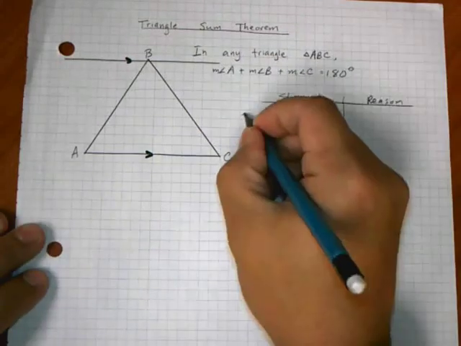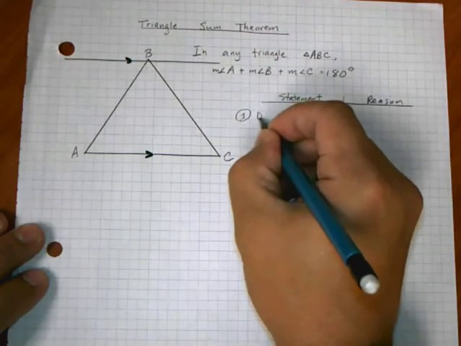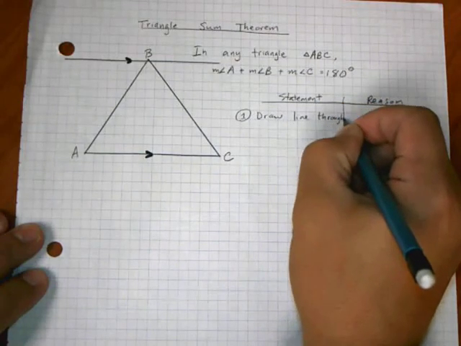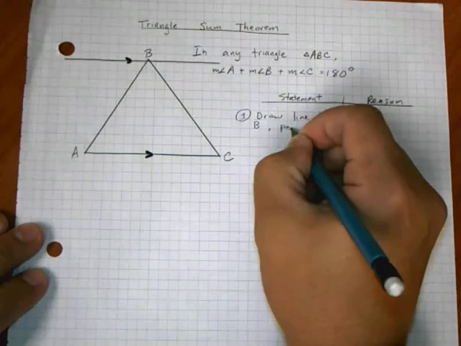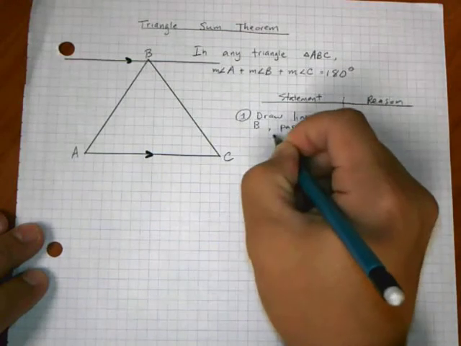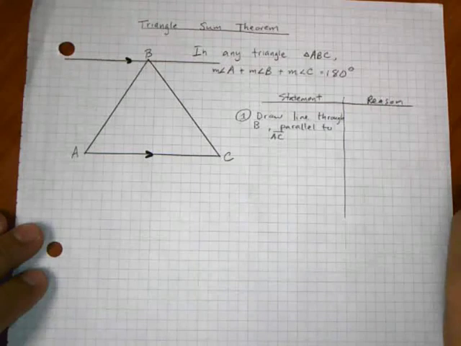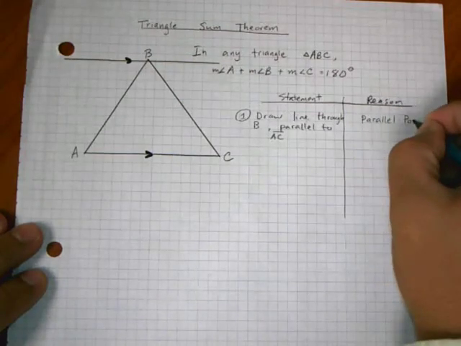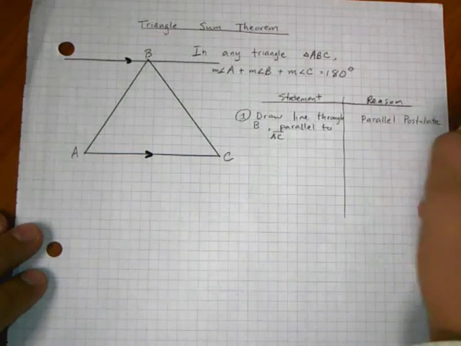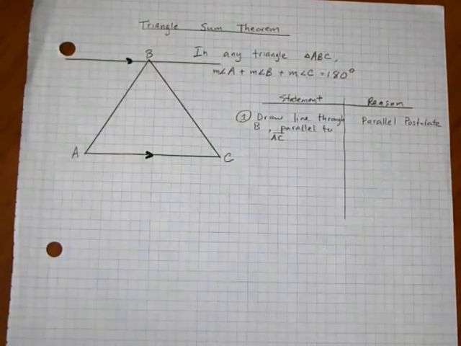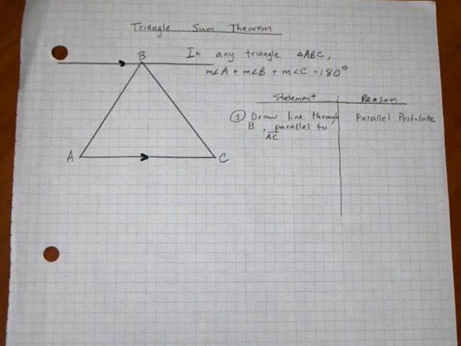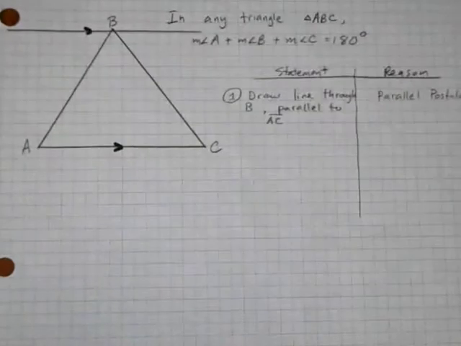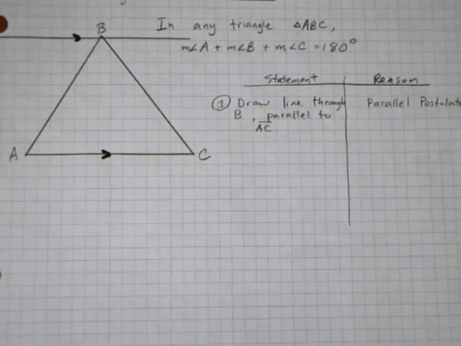The first statement that I'm going to write is: draw a line through B parallel to AC. Our reason here is the parallel postulate. You can look this up in the book if you don't remember, but the parallel postulate says that if you have a line and a point, there's a parallel line that goes through the point. Let me zoom in just a little bit here so we can see the picture better.